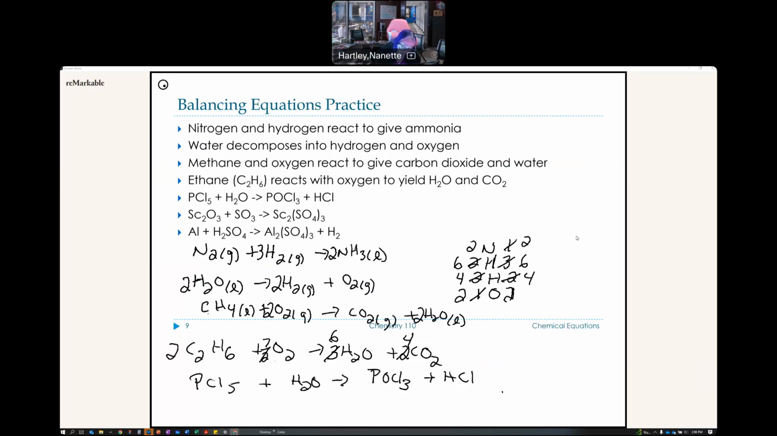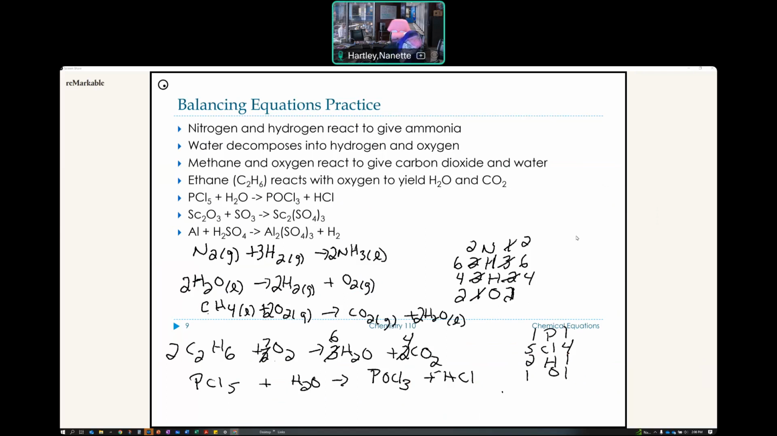All right. So I have a phosphorus, I have a chlorine, I have a hydrogen, and oxygen. I have to deal with all of those. I currently have 1 phosphorus on my reactant side, 5 chlorines on my reactant side, 2 hydrogens, and 1 oxygen. In my product side, I have 1 phosphorus, 1 oxygen, 4 chlorines, 3 plus 1 is 4, and 1 hydrogen.